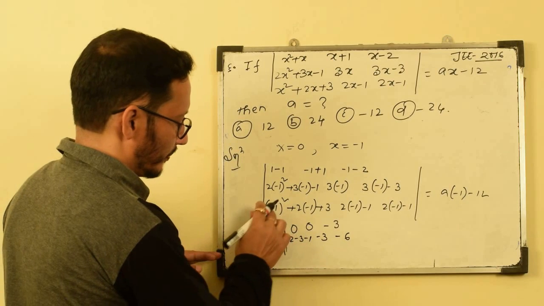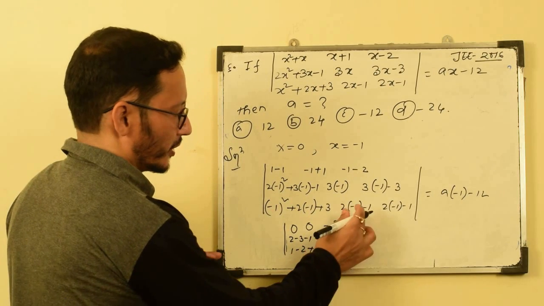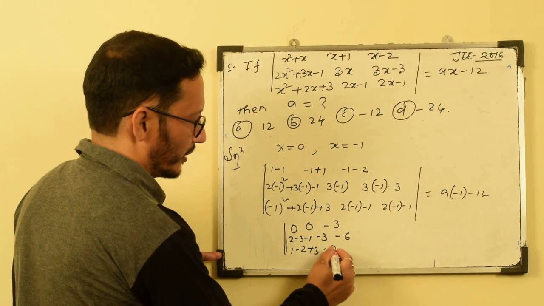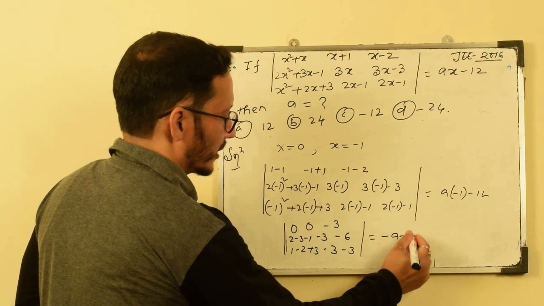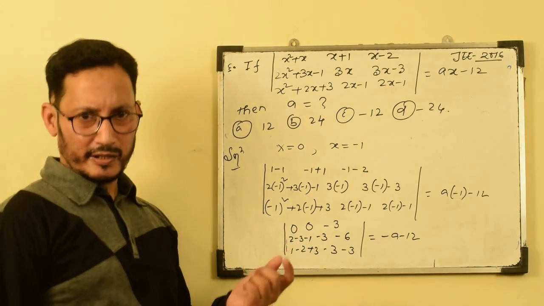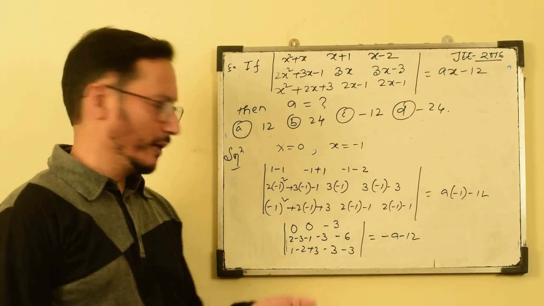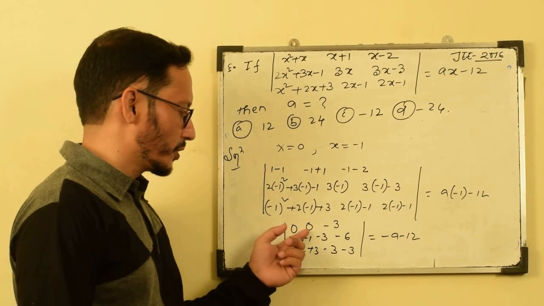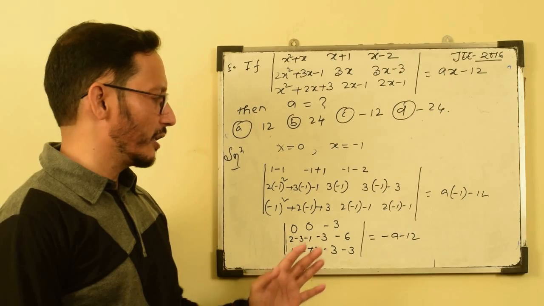Again, this one will be plus 1. This one will be minus 2 plus 3, and this one will be minus 3. Minus 3 is equal to minus a minus 12. Yes, I am getting this. So here it is easier to solve with the help of the determinant property. Why? Because here I am getting 0, 0. If the problem has 0, 0, it is easier for you to solve it.